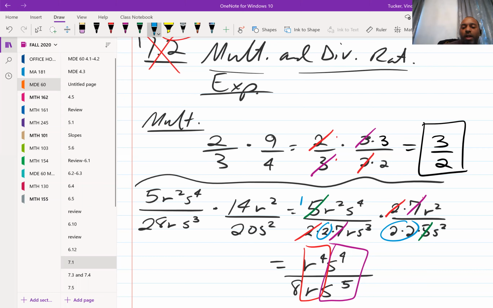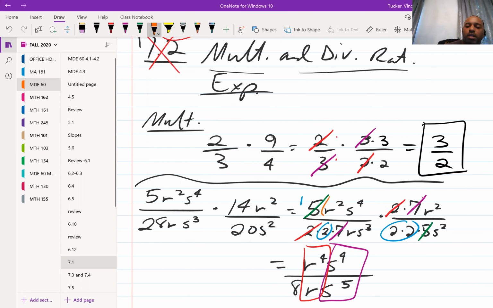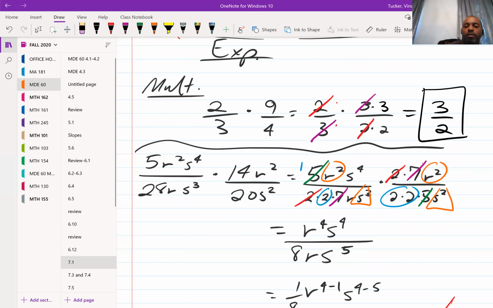Then from there, you just multiply your variables across. I have r squared times r squared, which is r to the fourth, and then I still have s to the fourth up there. And then down bottom, s cubed and s squared will be s to the fifth. So that's why we have what we have right here. All right, so make sure we're okay with what is left before we go any further.